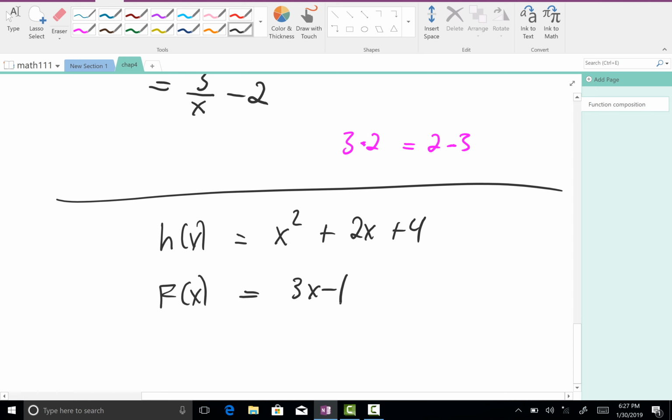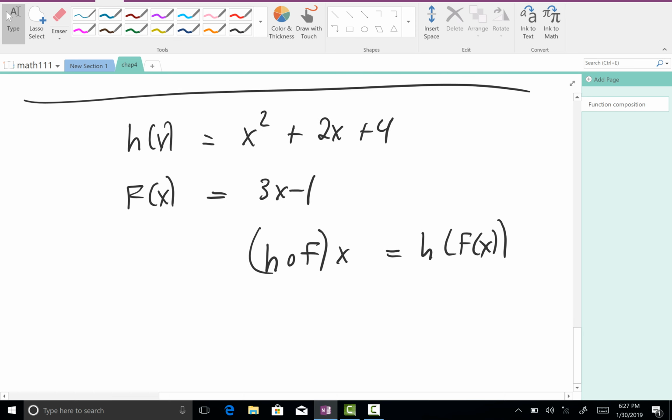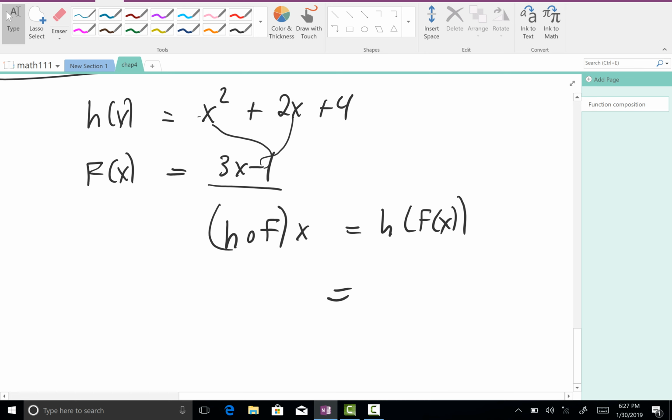All right, so let's try this one. We're going to go h of f of x here. Which function is going to go into which? F's going to go into h. Wherever I see an x up here in this h, that's where this is going to go. See, now it has to go in two spots, so I have to put it in both spots.